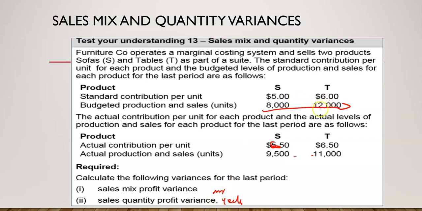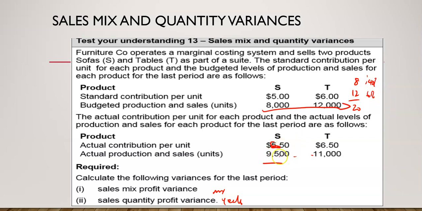So let's look at mix first. Here you're selling sofas and beds, and this was the agreed combination, a combination of 8 to 12. So for every 8 sofas, you sell 12, so 8 over 20 is 40%, and that's 60%. So that's the agreed combination.